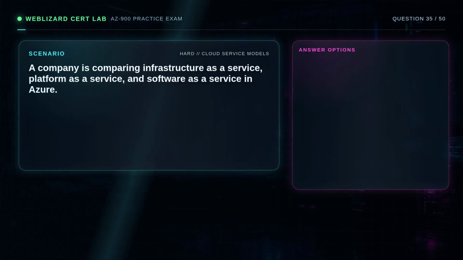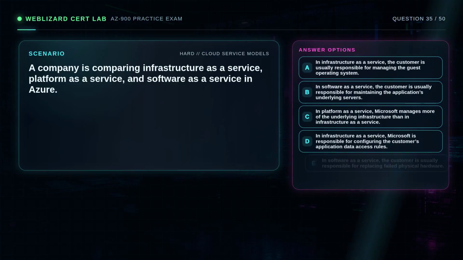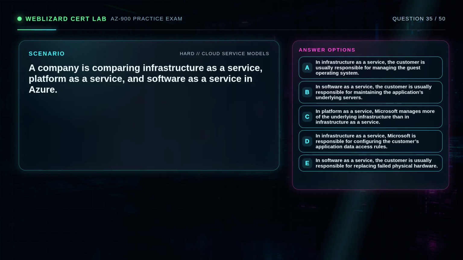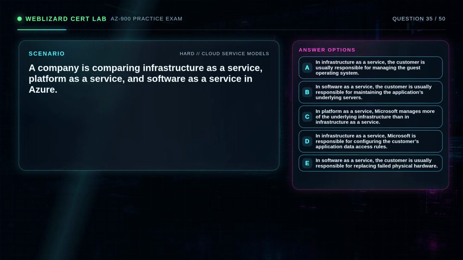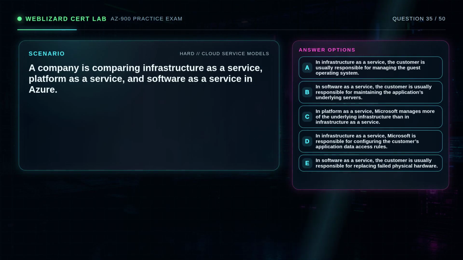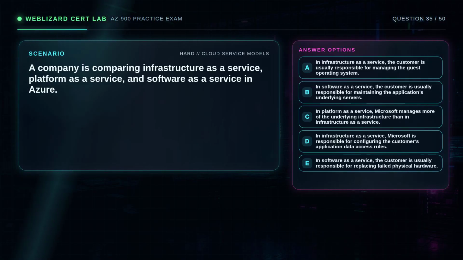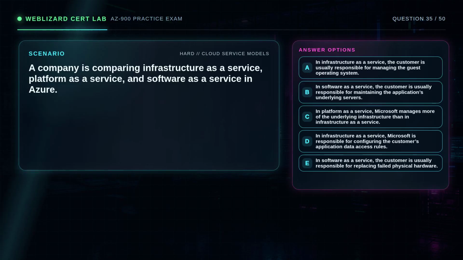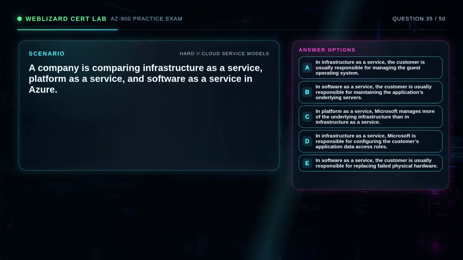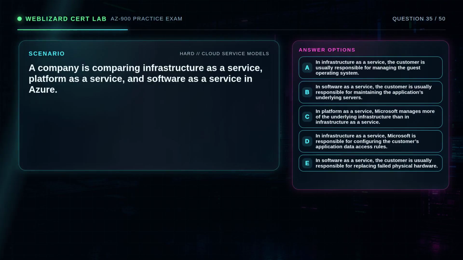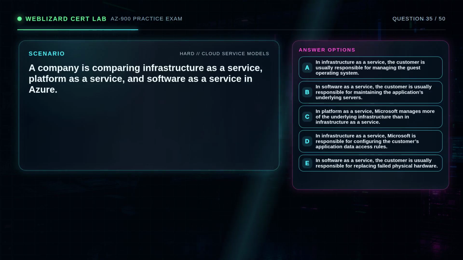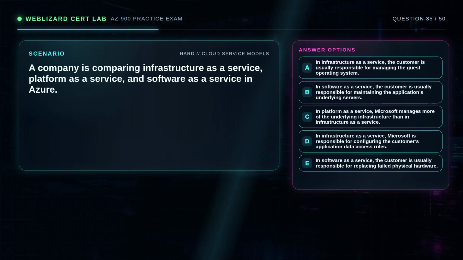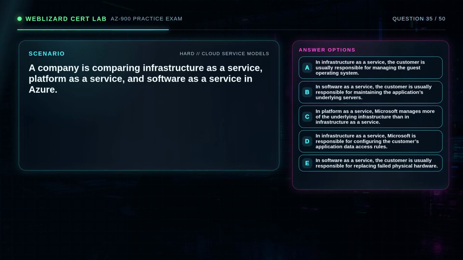Question 35. A company is comparing infrastructure as a service, platform as a service, and software as a service in Azure. A. In infrastructure as a service, the customer is usually responsible for managing the guest operating system. B. In software as a service, the customer is usually responsible for maintaining the application's underlying servers. C. In platform as a service, Microsoft manages more of the underlying infrastructure than in infrastructure as a service. D. In infrastructure as a service, Microsoft is responsible for configuring the customer's application data access rules. E. In software as a service, the customer is usually responsible for replacing failed physical hardware.